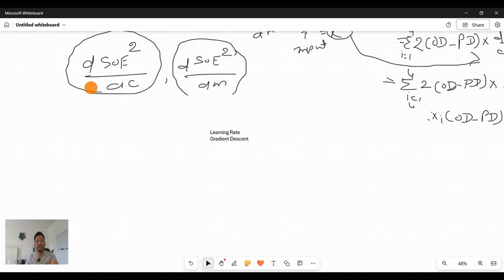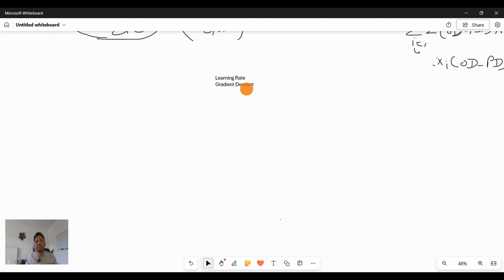So basically these values, when we have more than one parameter to evaluate, are all called the gradients. And now because we are thinking to descend these values, that's why we call it gradient descent. Very simple. So what is gradient descent?